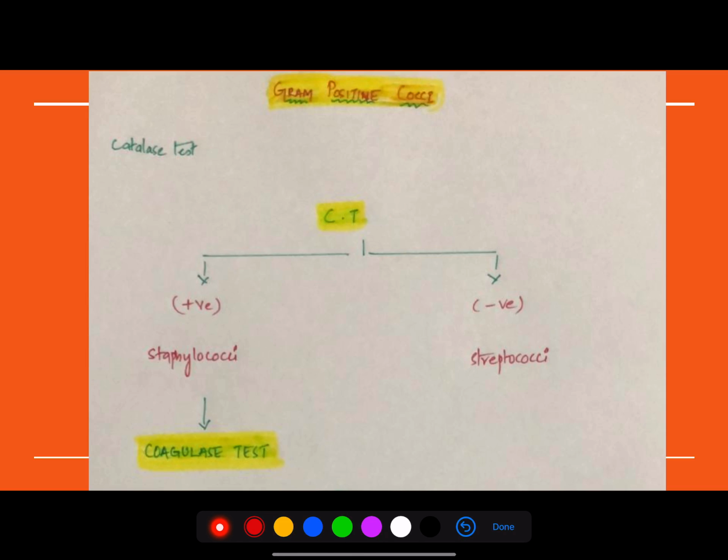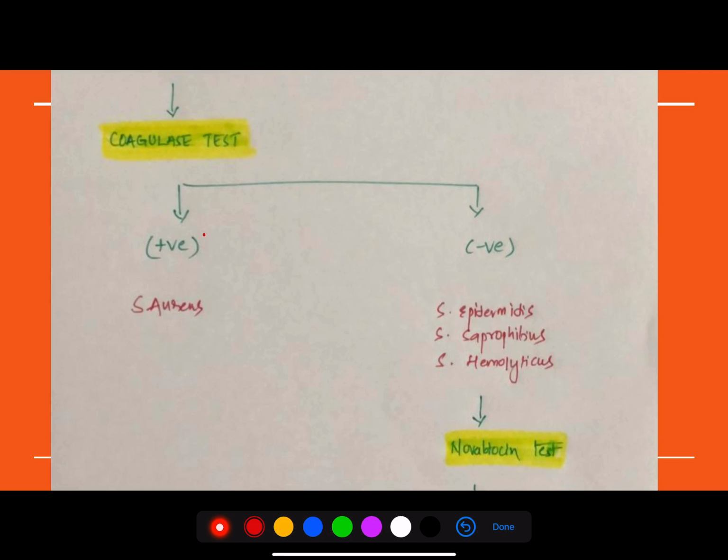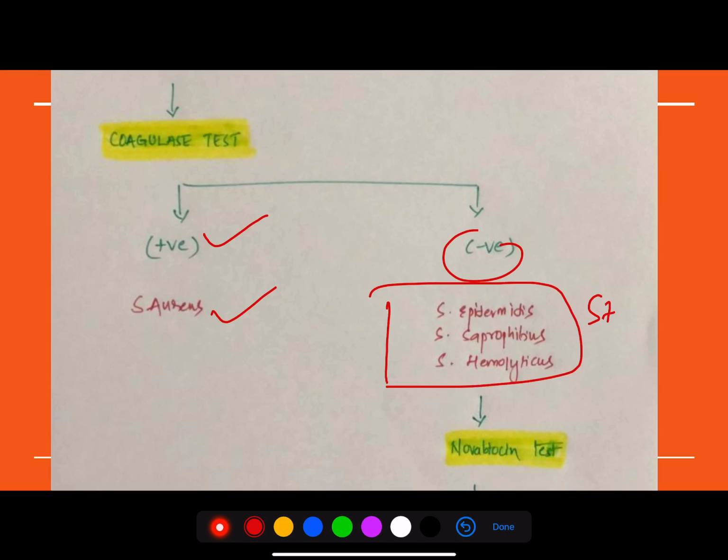So how to differentiate? If you take a gram positive cocci, first you have to do the catalase test. If the catalase test is positive, then it is staphylococcus. If it is negative, then it is streptococcus. Once you want to differentiate different types of staphylococcus, then you have to go for the coagulase test. If coagulase is positive, it is aureus. If it is negative, the rest all, that is SHE. This is S, H, and E.